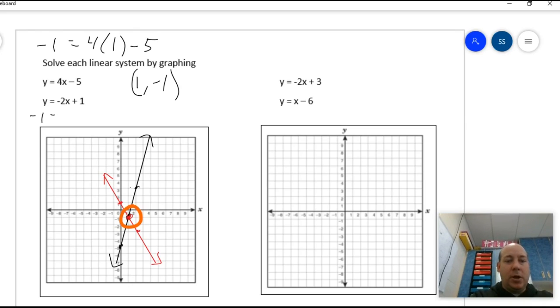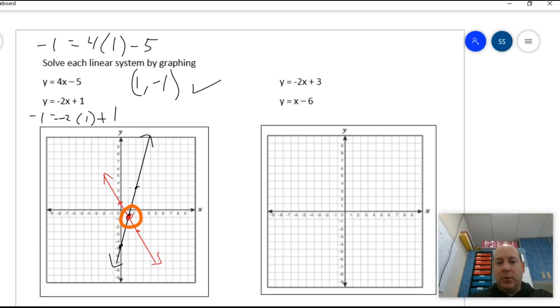Okay, -1 equals -2 times 1 plus 1. Well, -2 times 1 is -2. -2 plus 1 is -1. Those are equal, so I know that checks out, right? So that's going to be my solution. Okay, all right, let's do another one.